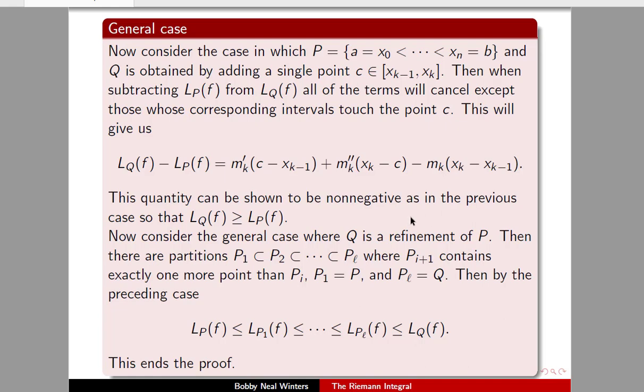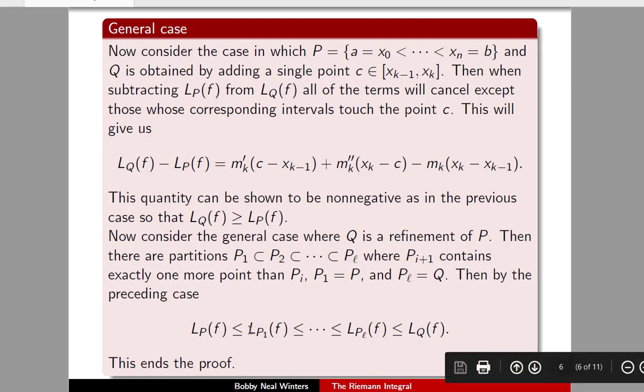So we're done. Now we can finally consider the general case where Q is a refinement of P, and where we have a ladder of partitions where we build up from P to Q, each one adding a single point. And then we can just apply this case to all of those, and that will end the proof.